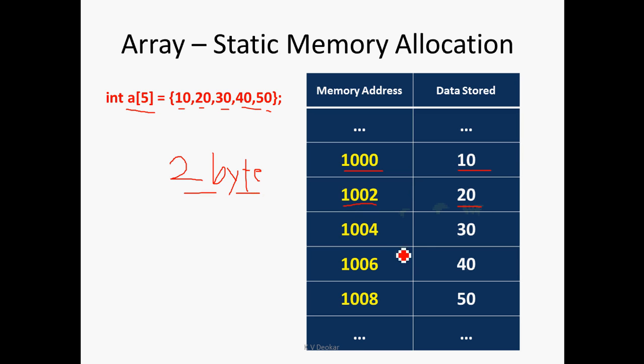element 20. At 1004, 30 will be stored. At 1006, 40 will be stored. At 1008, 50 will be stored. So this is how static memory allocation in an array, with continuous memory allocation in the stack area, happens, where at the very first location 10 is stored, then in continuous locations 20, 30, 40, 50 are stored. This is static memory allocation.